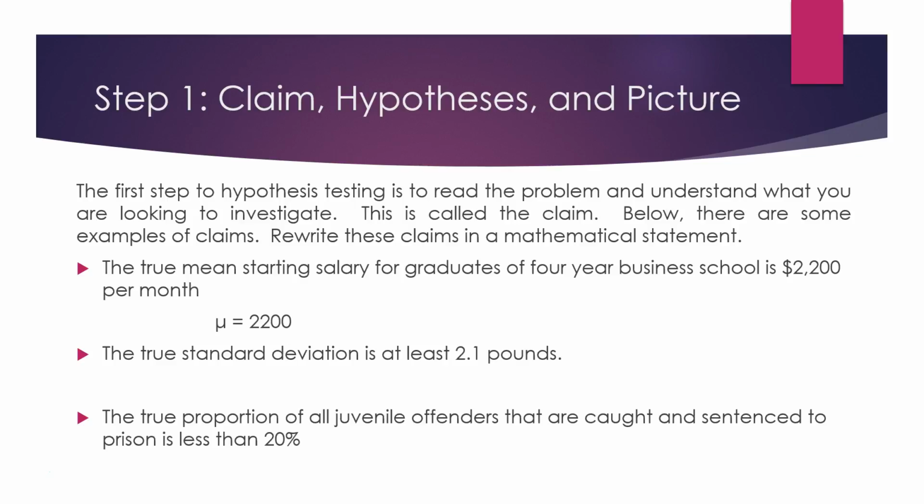The second bullet, the true standard deviation is at least 2.1 pounds. So sigma is the population standard deviation. And at least, this is where the language that we looked at in Unit 2 is going to come back into play. Because at least means that 2.1 is the smallest amount possible. So greater than or equal to is how we would represent at least. And then 2.1 with no unit.